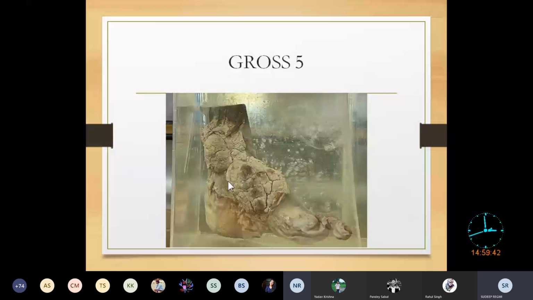The specimen is the lateral aspect of the foot and the leg. The specimen shows an ulcerative proliferative fungating cauliflower-like growth, which is extending into the soft tissue and shows areas of necrosis and hemorrhage. Very good, very good.